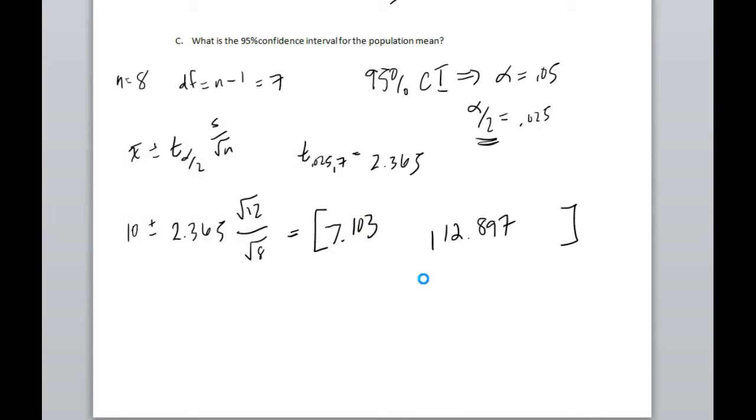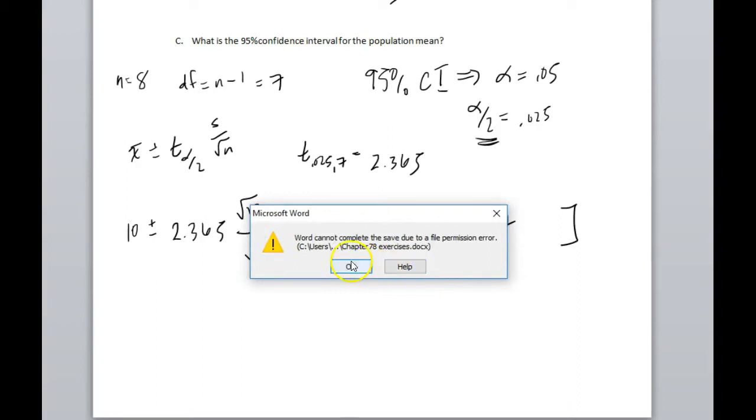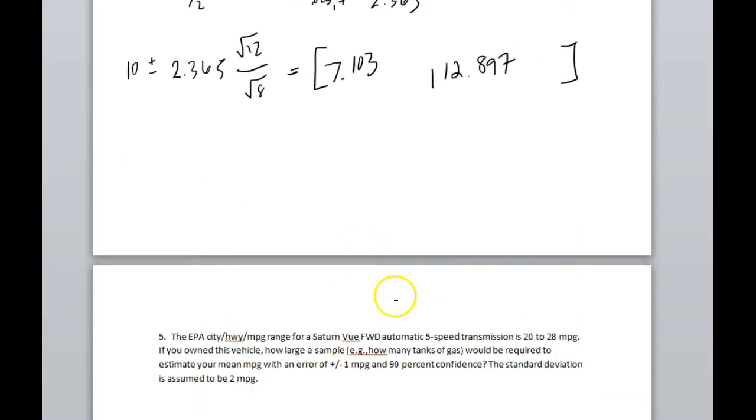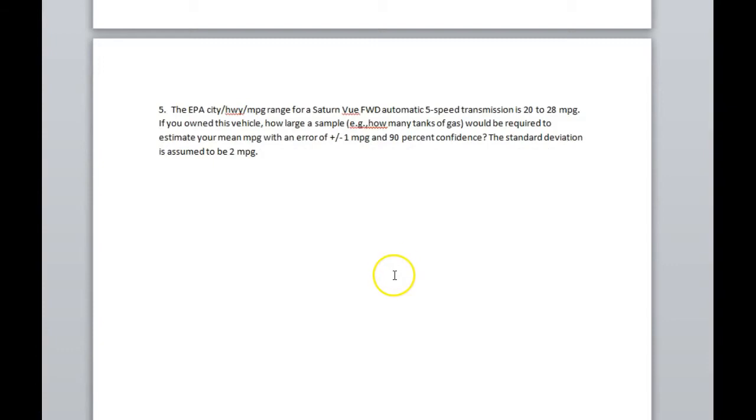Waiting for my paper, or my document, to save. Okay, whatever. I'm sure it'll be fine.